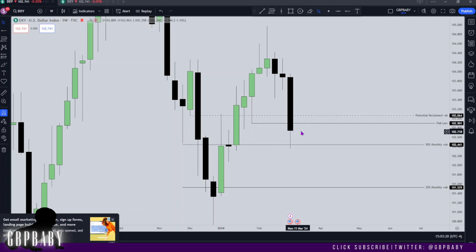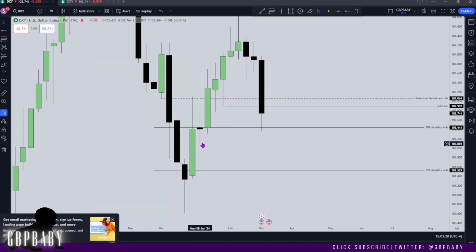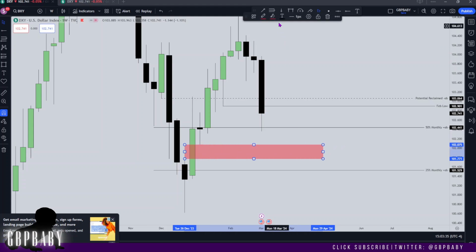But the idea of price trading back up there is in line with the idea of it trading back into that February low. And once we go to the daily, we'll be able to get a better look at that. Another thing to take note of, we have a nice fair value gap right here. Very clean, very clear. So let's get that drawn out as a target for this week.